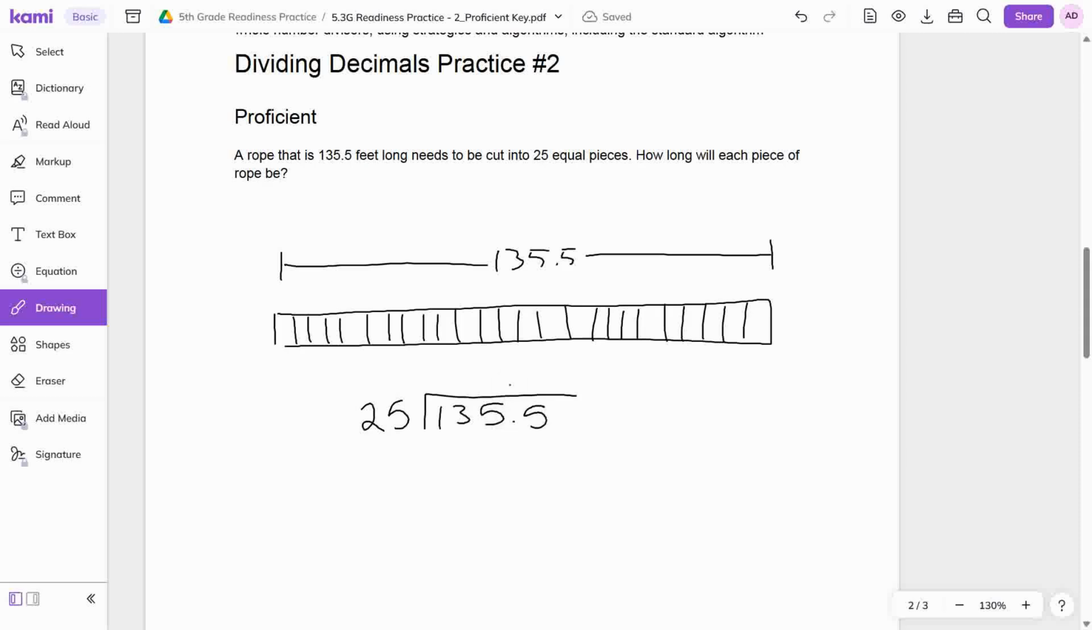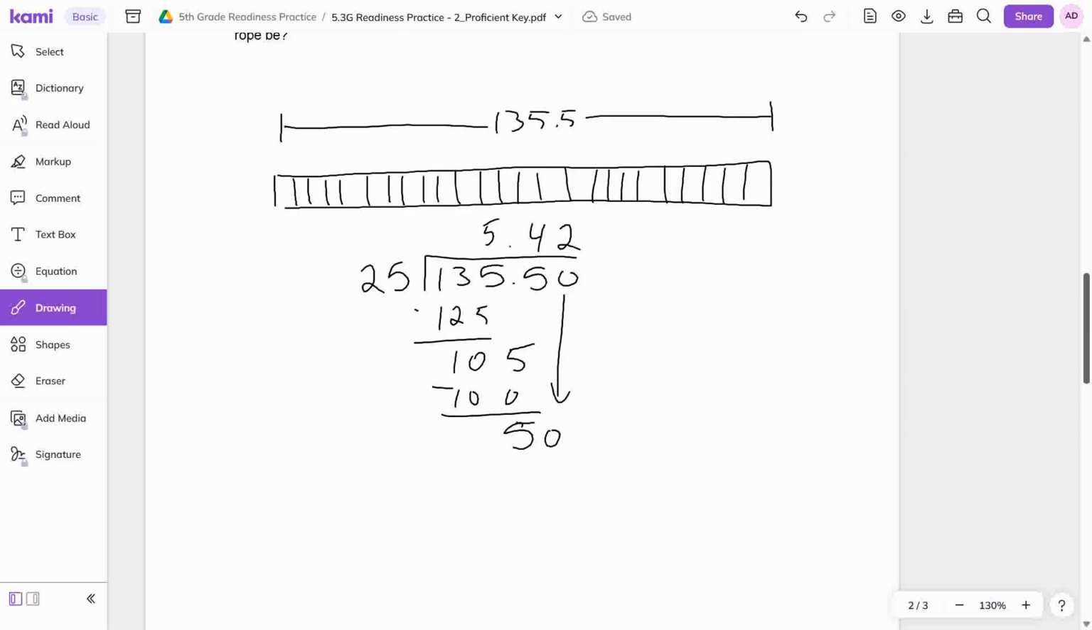135.5. Let's bring the decimal up there. 25 goes into 13 0 times, so 135, 5 times, because 5 times 25 is 125, so we're going to get close. That's 10, 105. So that goes in there 4 times. Gives me 100. Now, I've got a remainder 5. Let's add a 0. 25 goes into 50 twice, and then there we go. That's going to get me all I need. So 5.42 is our answer.